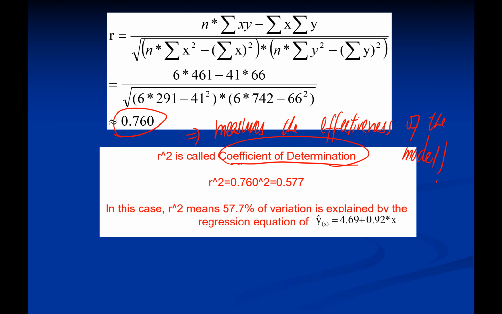So in this case, R squared equals 0.760 squared, which turned out to be 0.557. Turned into a percentage, it will be 55.7%. That means in this case, 55.7% of the variation in the dependent variable y is explained by the regression equation, or by the independent variable x. In this case, 55.7% of the variation in y, which is weight, is explained by the independent variable age.